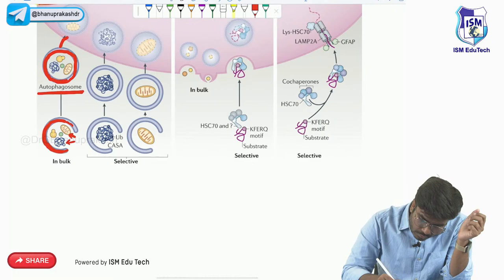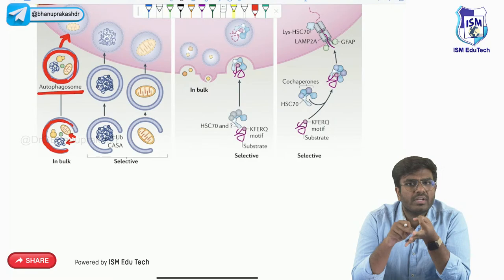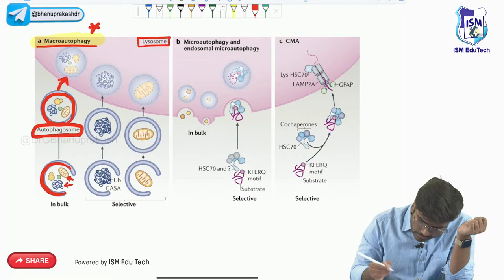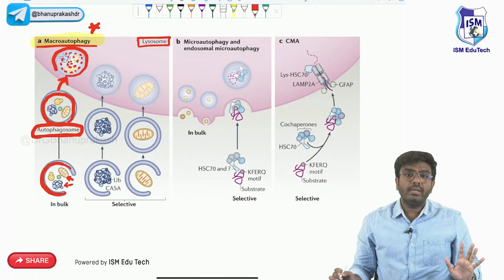Question: the autophagosome is formed in which type of autophagy? Macroautophagy, microautophagy, chaperone-mediated autophagy, or mitophagy? In macroautophagy. In macroautophagy, the autophagosome is produced, and it is taken up into the lysosome. All the substances are broken down with the help of hydrolytic enzymes. Done. This is what happens in macroautophagy.